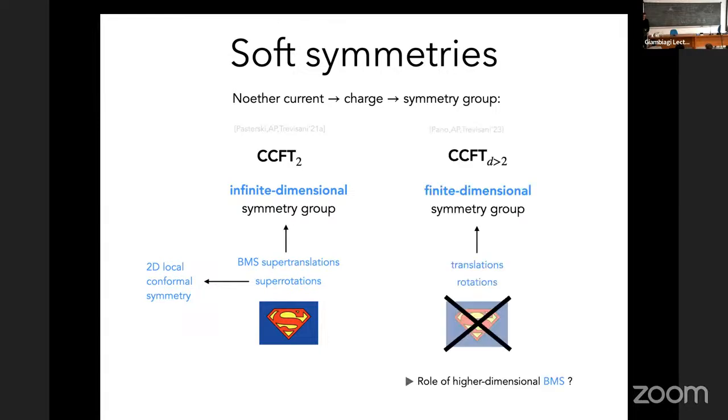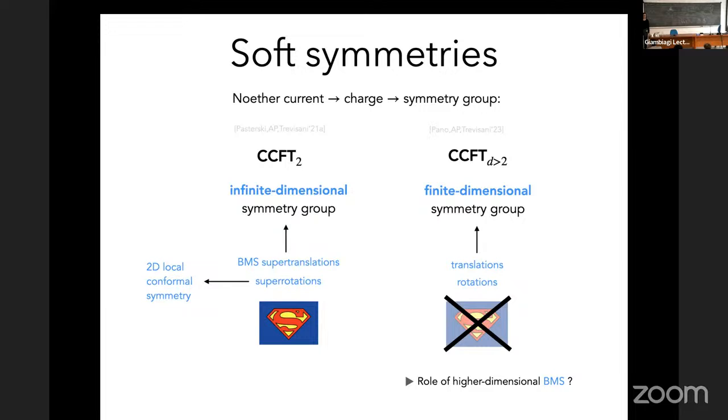In higher dimensions, again, putting together the knowledge of soft theorems and conformal representation theory, and being a quantum field theorist with a conservative view of what you mean by symmetry, you find that the symmetry group is finite dimensional. So in gravity, that's just translations and rotations. And that's again consistent with what a CFT person would have told you. But then it raises the question, what is the role of higher dimensional BMS transformations, which have been discussed in the literature? Okay, so now I've finished the part on the different aspects of celestial CFT.